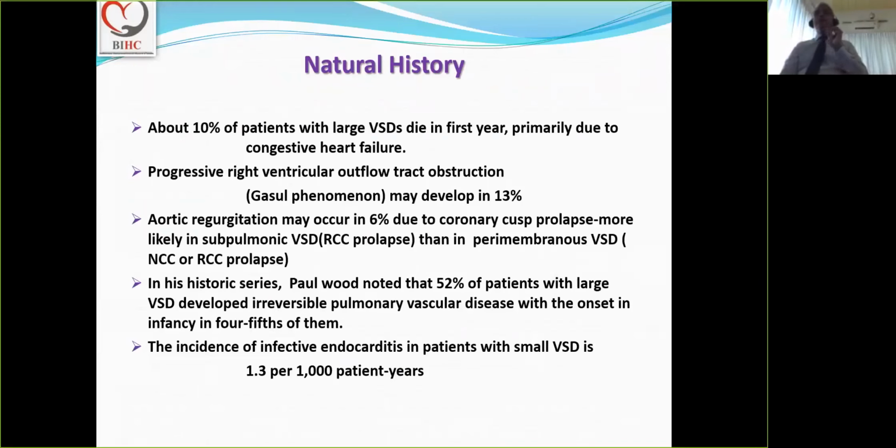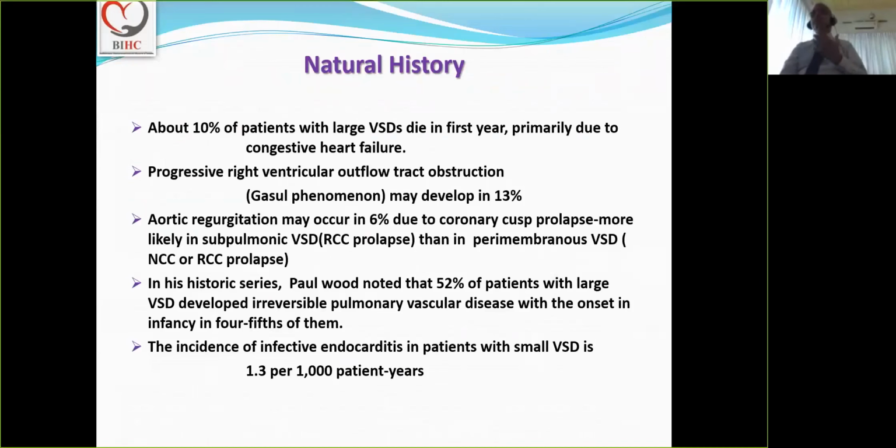Aortic regurgitation may occur in 6%. This is because, remember, a perimembranous VSD is subaortic. So in a perimembranous VSD, you can have a prolapse of the non-coronary or the right coronary cusp, or even more commonly, in a subpulmonic VSD, the right coronary cusp almost invariably prolapses into it. Those who develop an actual aortic regurgitation are fewer, that is only 6%. So aortic regurgitation is particularly common in a subpulmonic VSD. It may also occur in a perimembranous VSD.